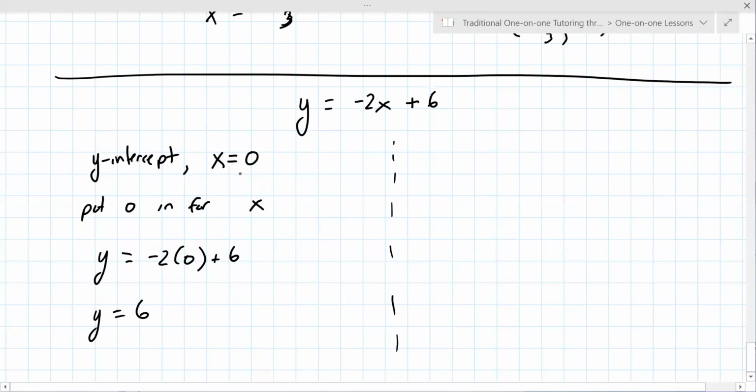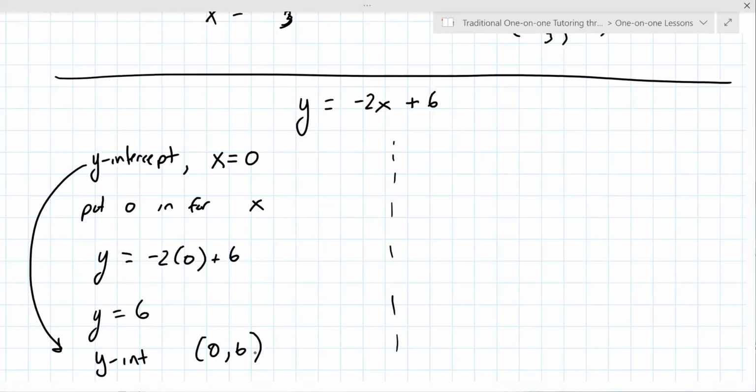So when x is 0, what does y equal? Y equals 6. So your summary statement is the y-intercept is 0, 6. Is that okay? Yes. That's usually very clear. Now over here on the other side, they're not going to tell you it's the y-intercept, but they're going to say f of x equals 0.